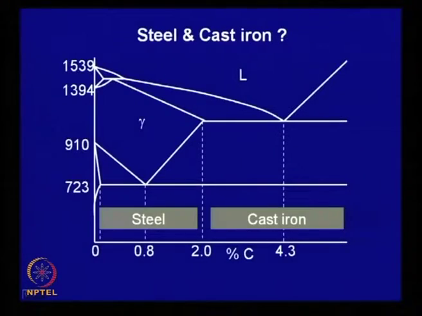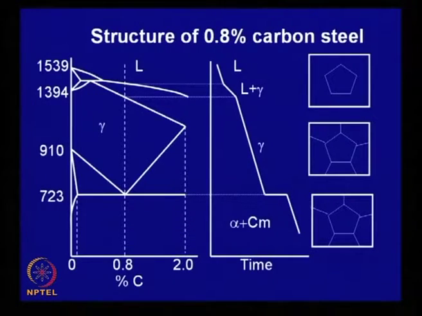Now, let us look at the structure that you get when you cool an alloy containing 0.8% carbon. This iron carbon alloy is called eutectoid steel. And what will be its cooling curve? Looking at its phase diagram, it is very easy to construct its cooling curve.